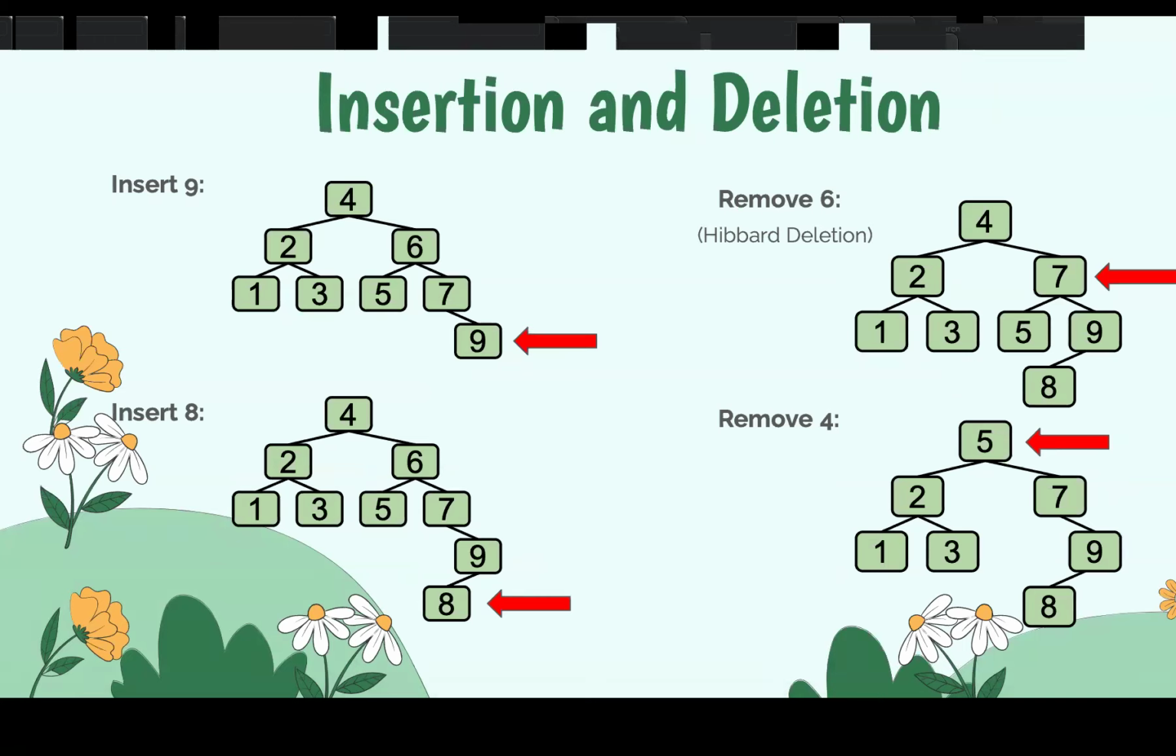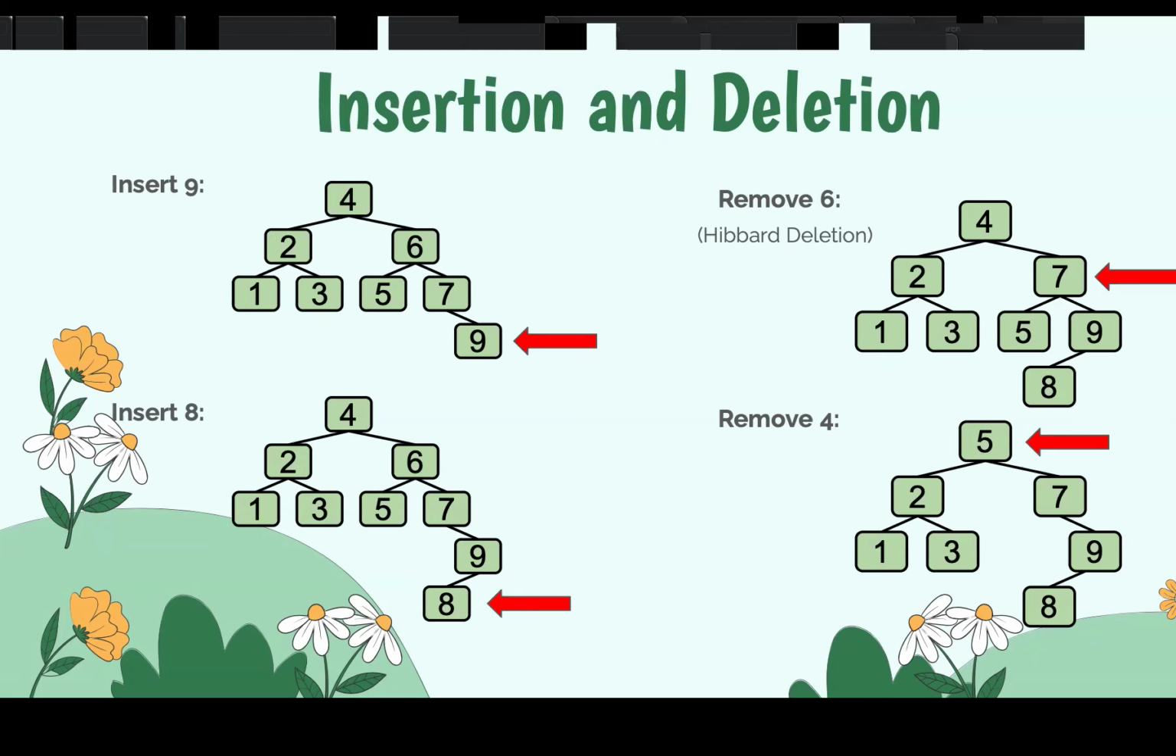Let's keep going. So Hibbard deletion. Like I said, in this case, they picked choosing the smallest element of the right subtree. In this case, it's 7. So they deleted the 6 and then they replaced it with the 7. And notice that once we replace it with 7, all the BST properties are still maintained. So it's still a valid tree.